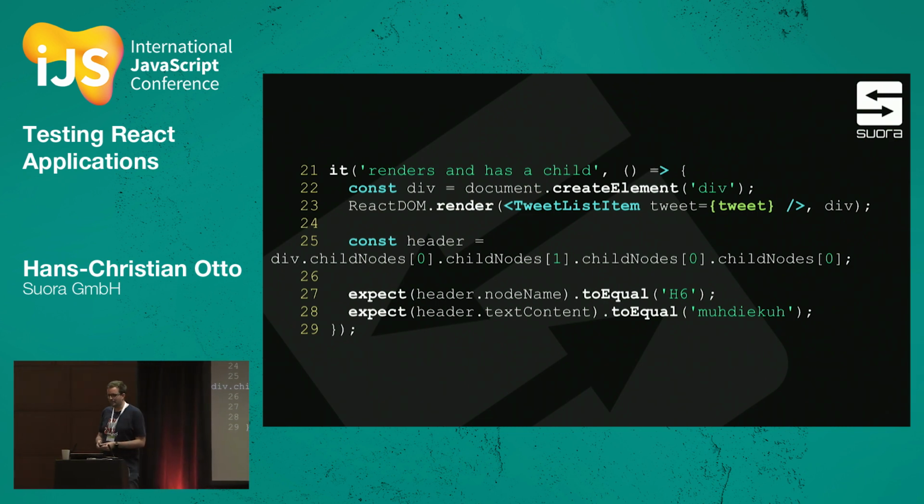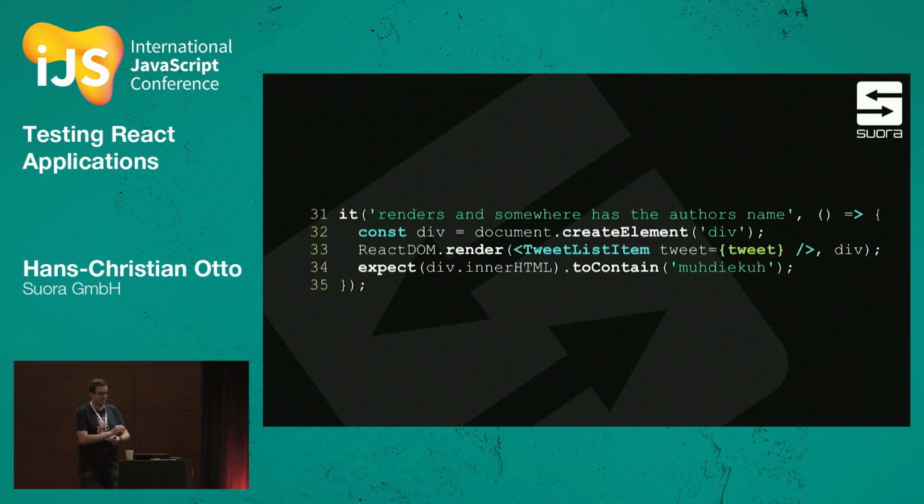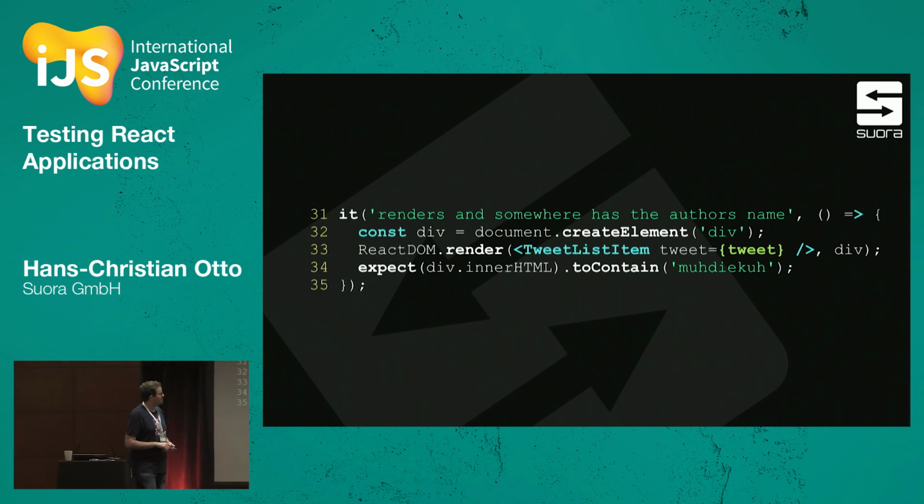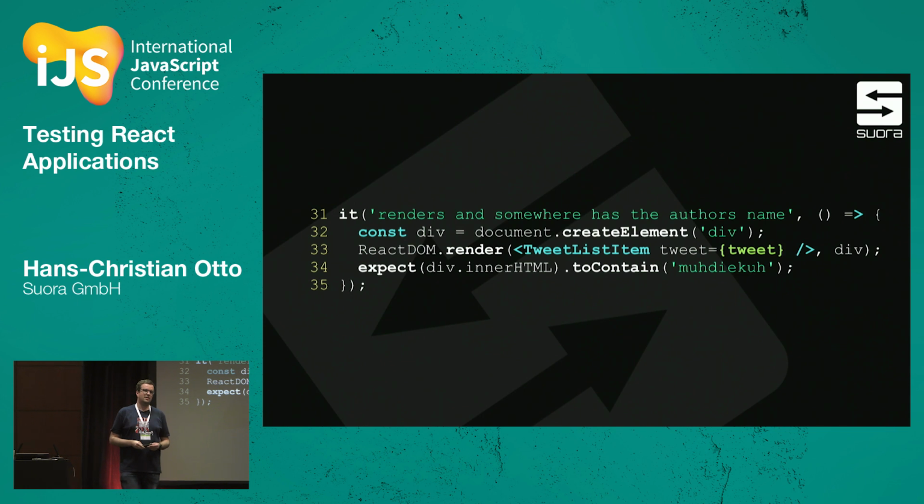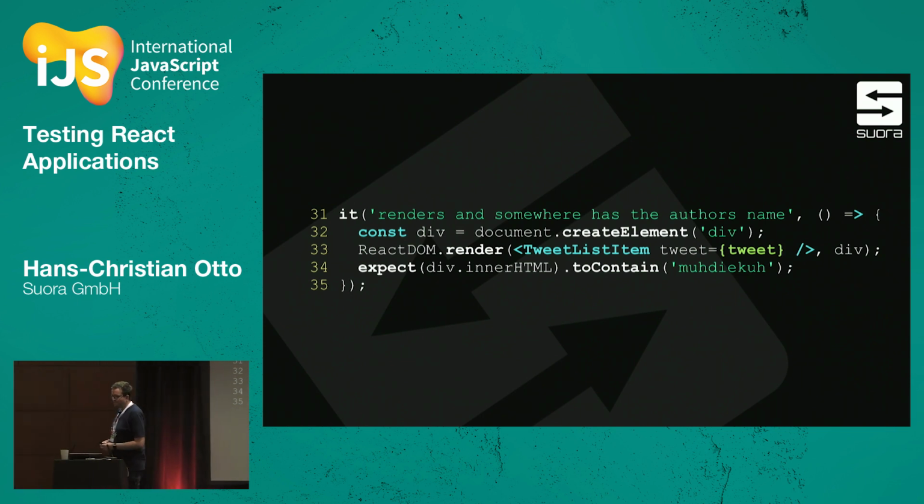A test that in some cases might actually be a good idea. What I do here is those two lines, 32 and 33, are exactly the same as before. I just render my component with the predefined tweet. And then I just look whether somewhere in the rendered HTML is the string Mudiku, which again is my Twitter name. And if it is there, the test is going to be okay and it's going to be green. Does anyone have a problem with this test?